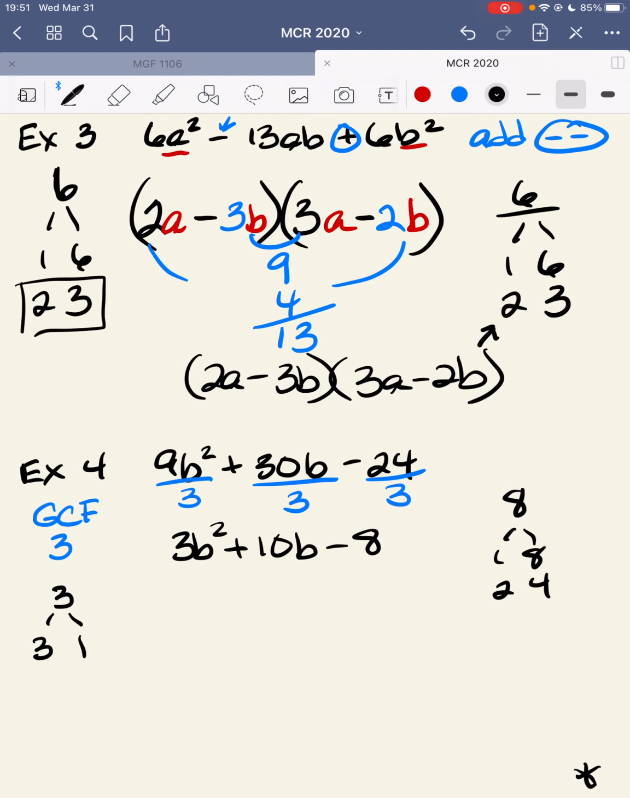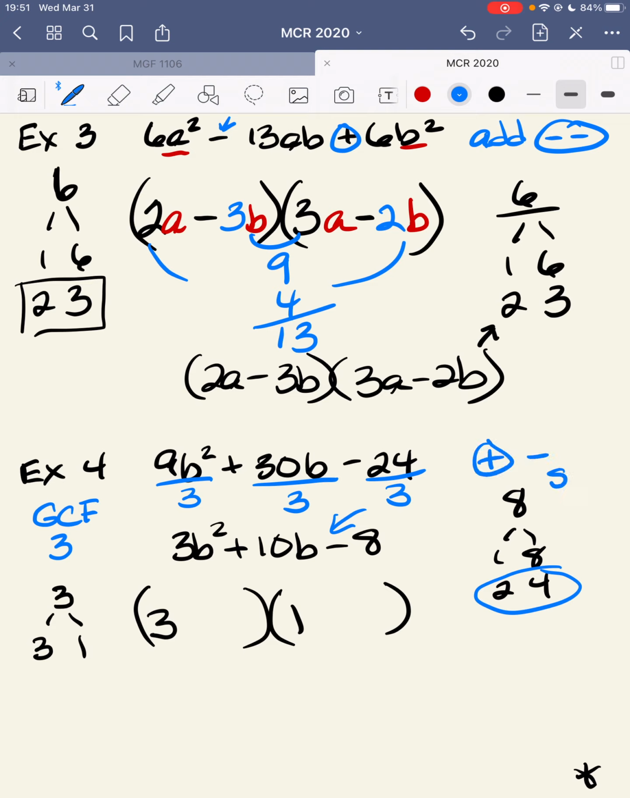I'm going to go ahead and set up my binomials. And I'm going to place my 3 and my 1 and don't let them move because there's only one set of factors of 3. And I'm going to go ahead and try out the 2 and the 4. Okay. Now my signs in this case, again, are opposite. And my larger is positive. So I am performing subtraction to get my middle term.